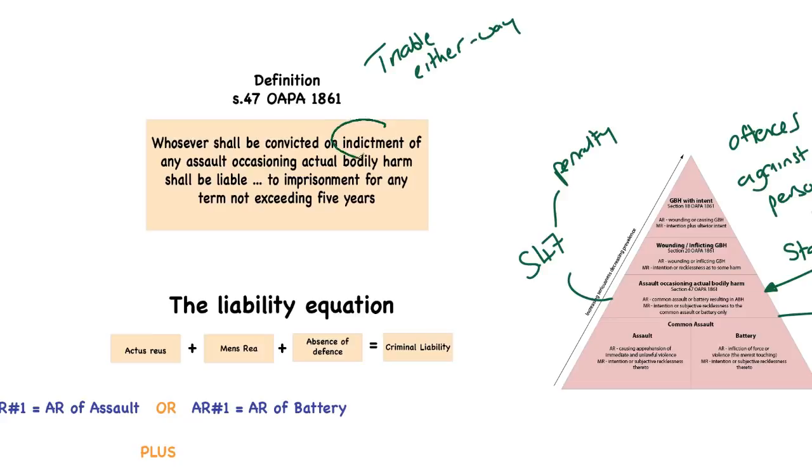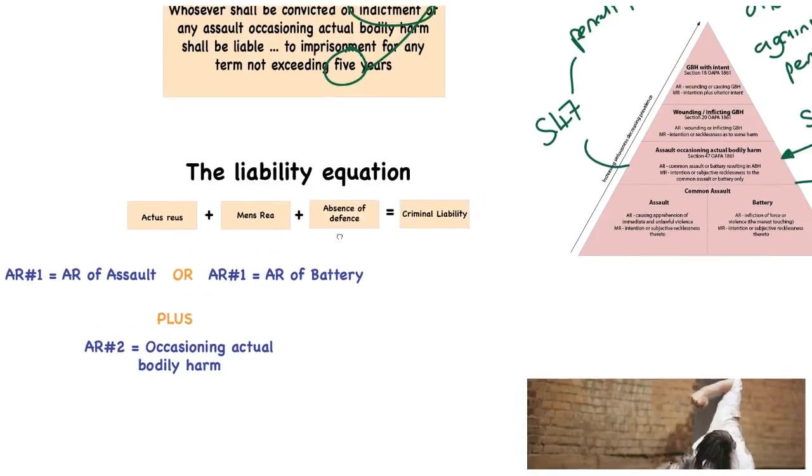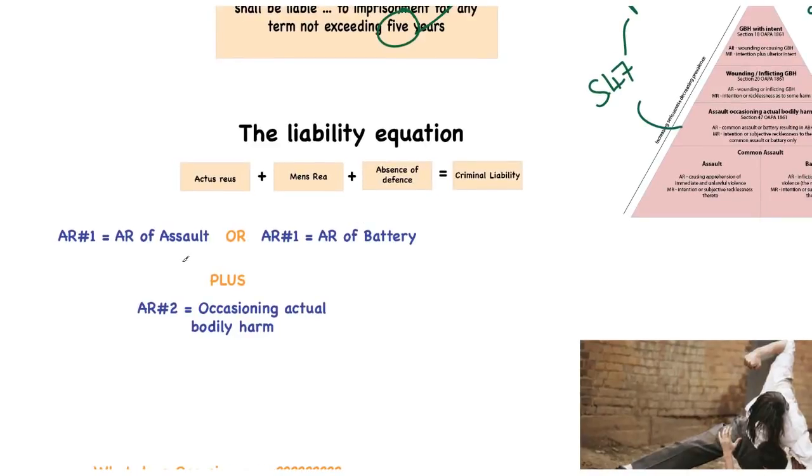But if that conviction is on indictment, so at the higher court, in the Crown Court, then the maximum term of sentence will be 5 years. So it's an either way offence for which the maximum sentence is 5 years. So if we go back to our liability equation, that definition gives us absolutely nothing. It doesn't help us at all. But what subsequent common law has demonstrated for us is that, in short, it's relatively straightforward.